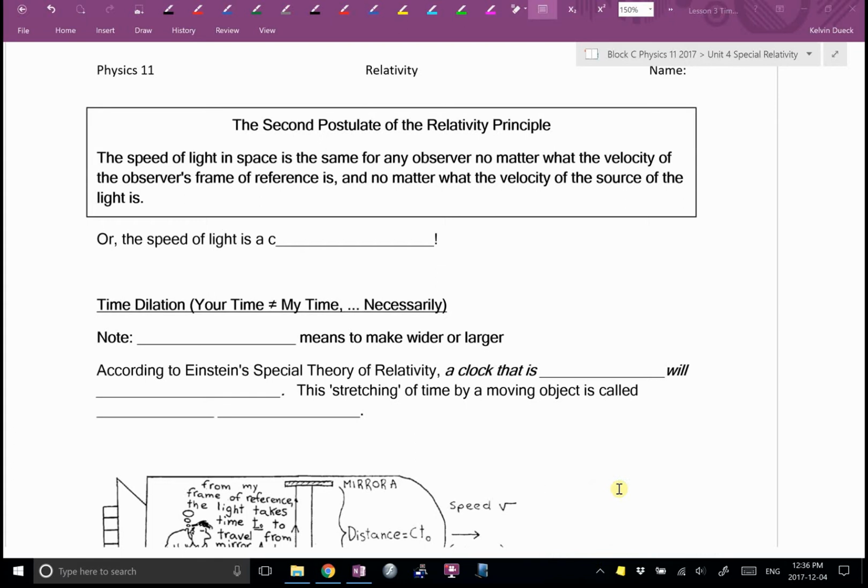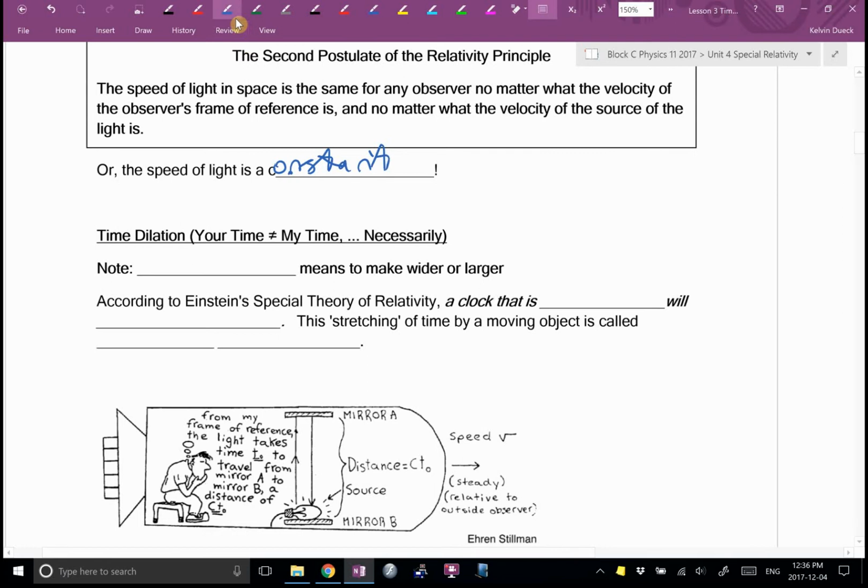Speed of light is a constant. That says constant.